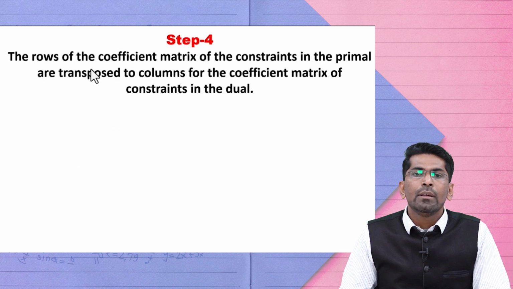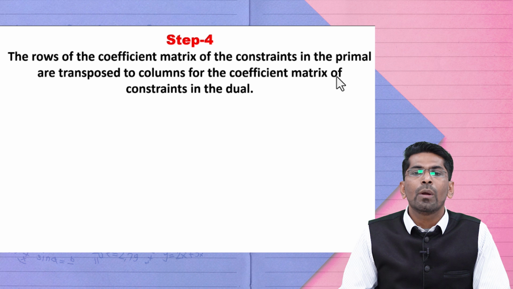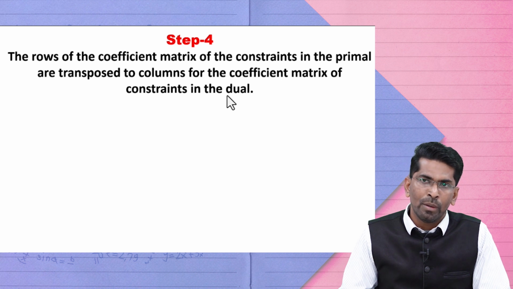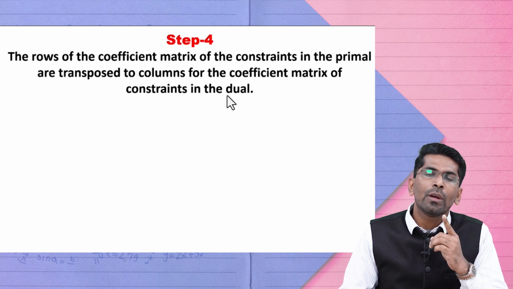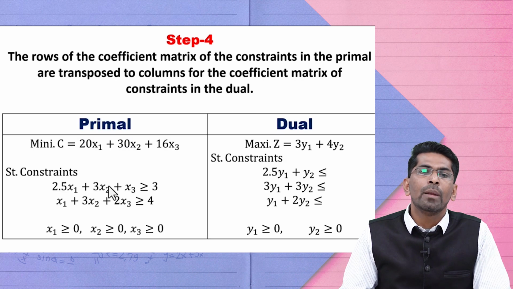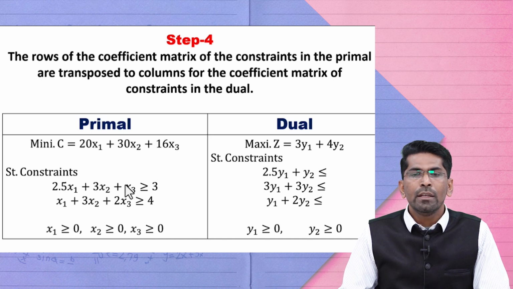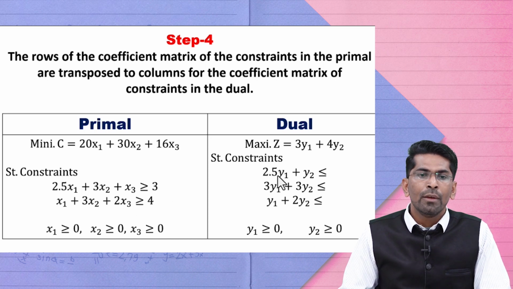Now after the third step, the next step is that the rows of the coefficient matrix of the constraints in the primal are transposed to the columns of the coefficient matrix of the constraints in the dual problem. So we are going to take the transpose. In our example, 2, 5, 3 and 1 were the coefficients of x1, x2 and x3. This is the row, and we are going to convert it into a column. So 2y1, 5y1 here, and the coefficient 1 will come here.